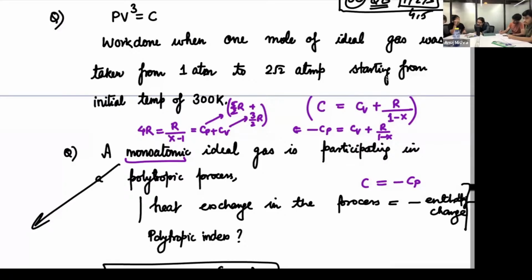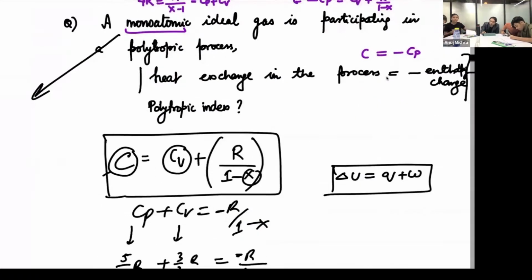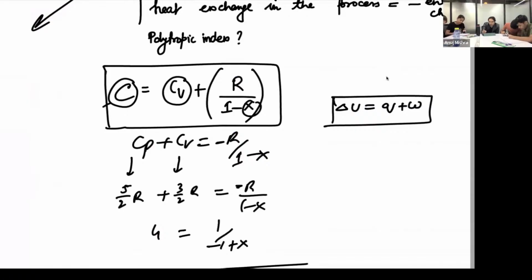So is it 3/4? Cv is 3 by 2 and Cp is 5 by 2. Then I'm getting x is coming 5 by 4. So x will be 5 by 4. x is 5 by 4. Check it. It has come.